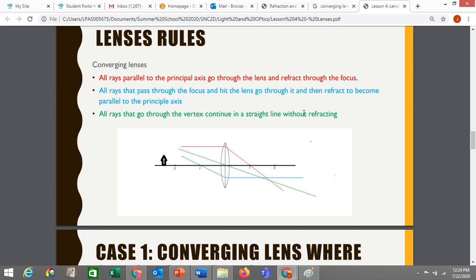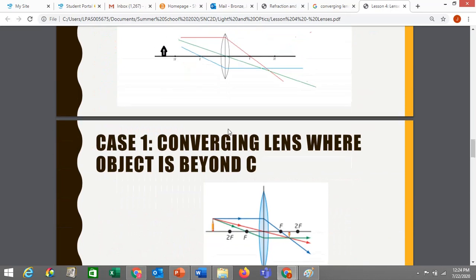Finally, all rays that go through the vertex continue in a straight line without refracting. So this line, if it goes through the middle here, just makes one straight line. It just continues to go through. Okay, so those are your rules that can help you draw ray diagrams. So we're going to start looking at the different cases, and you'll notice that there are the same number of cases for converging lenses as there are for concave mirrors. You've got your 5 cases.